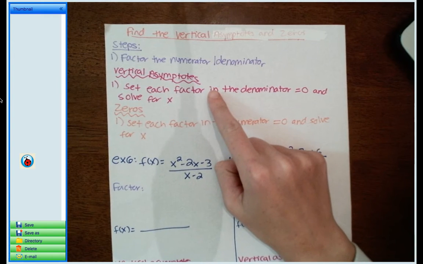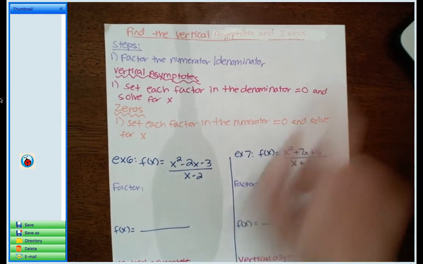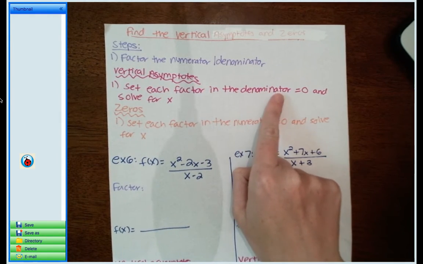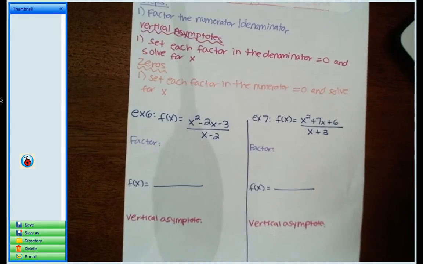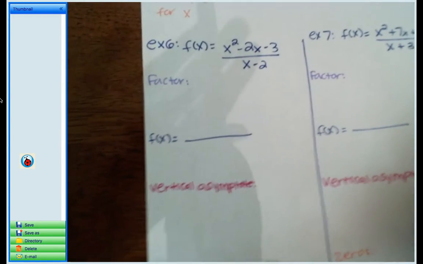the way we find our vertical asymptotes is we set every single factor in our denominator equal to 0, and to find the zeros, we set every single factor in the numerator equal to 0 and solve for x. So really, after you factor this thing, it's actually not too bad. Let's get started. Let's look at example 6.